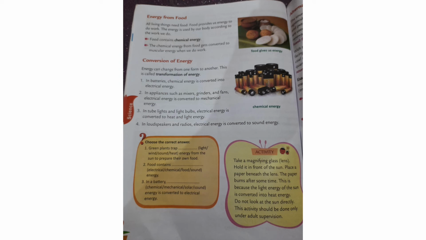The next topic is conversion of energy. Energy can change from one form to another. This is called transformation of energy. Number one, in batteries, chemical energy is converted to electrical energy. In appliances such as mixers, grinders, and fans, electrical energy is converted to mechanical energy. In tube lights and light bulbs, electrical energy is converted to heat and light energy.